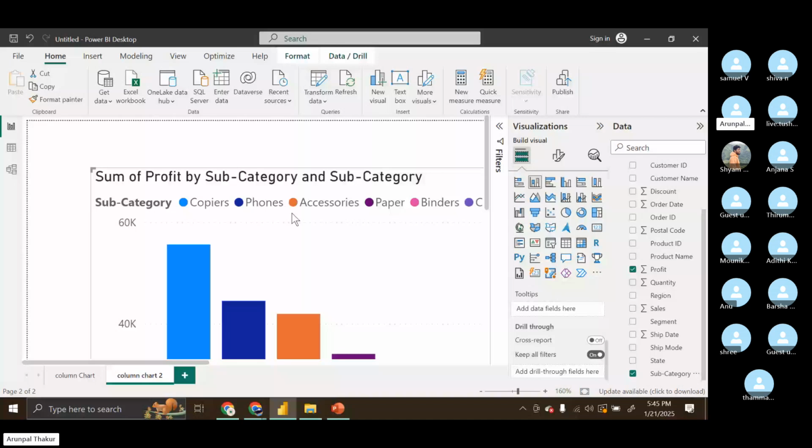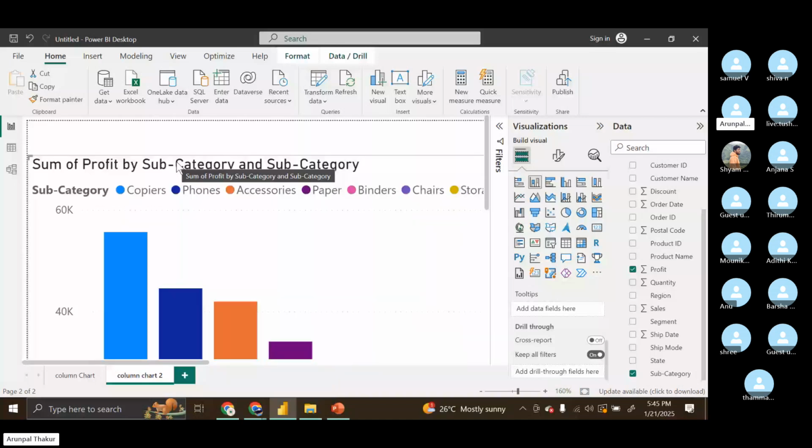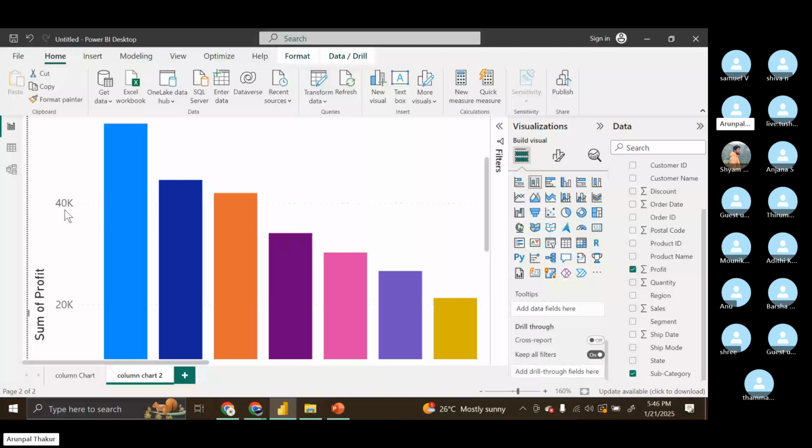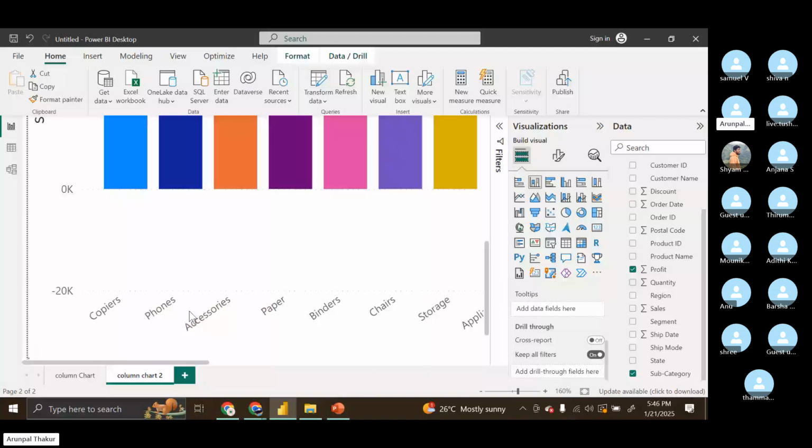Now you can see this is number. Number is in y-axis. See sum of profit. You can see here, and this is subcategory. So this is x-axis, and this is y-axis. Now you got the answer.